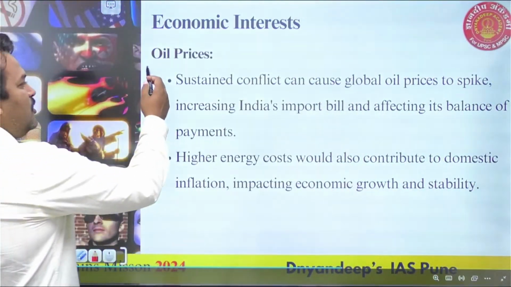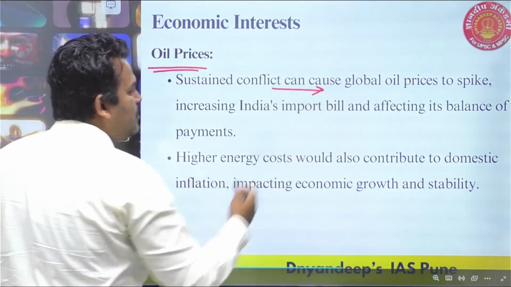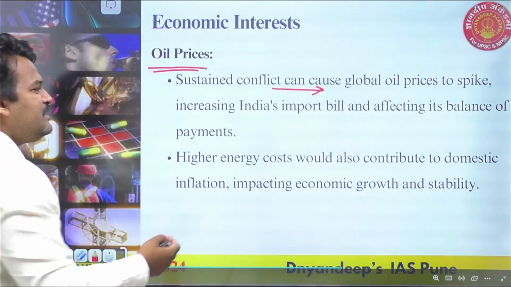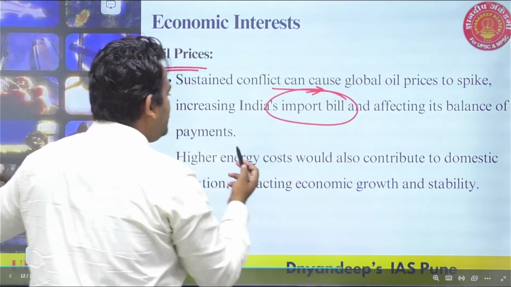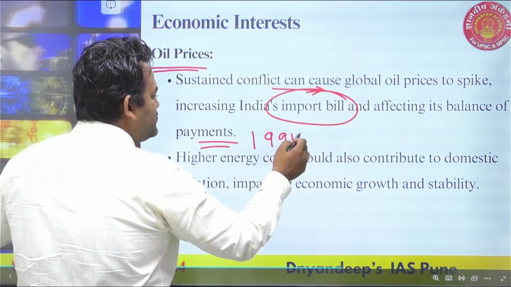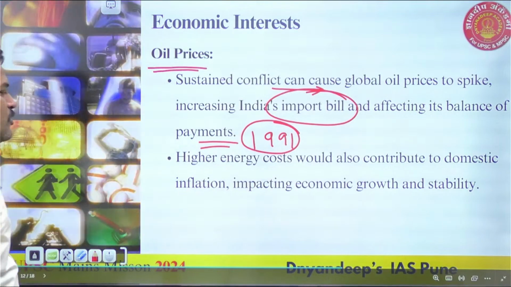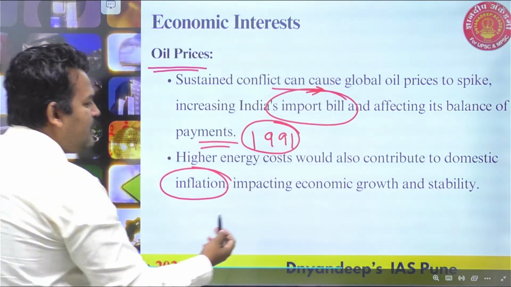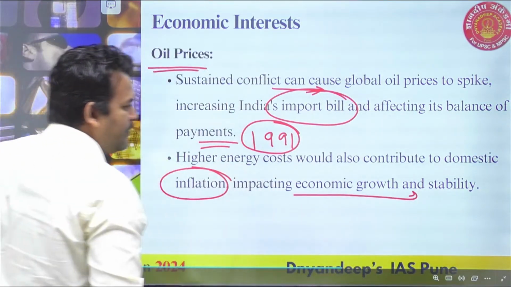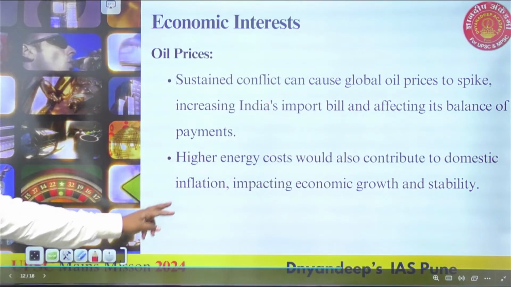Third economic interest is oil prices. Sustained conflict can cause global oil prices to spike, increasing India's import bill, affecting its balance of payment. Okay, same situation that we faced in 1991. Higher energy cost would also contribute to domestic inflation, impacting economic growth and stability. Okay, we try to avoid inflation-like situations, right?